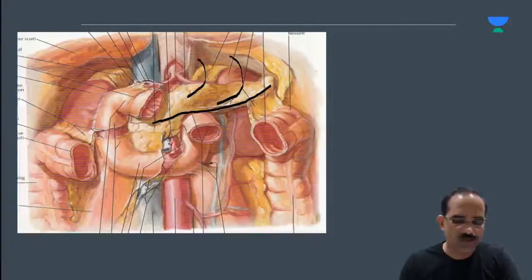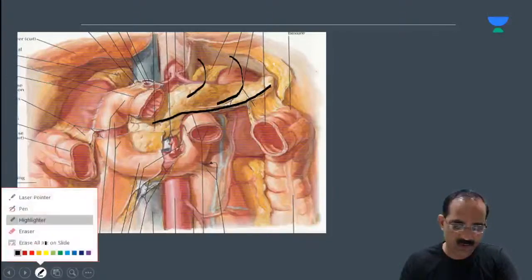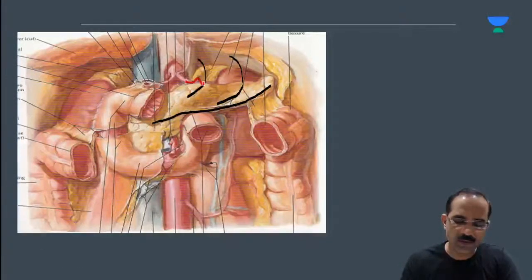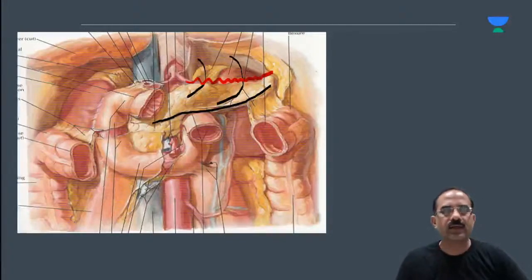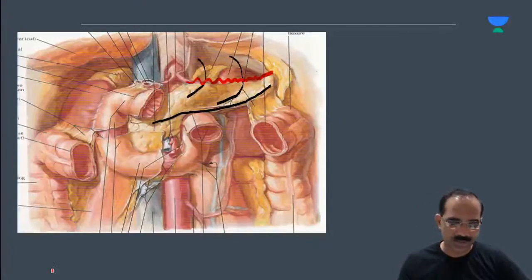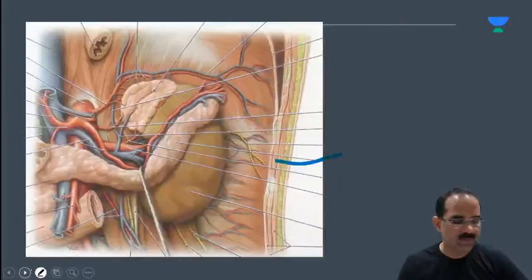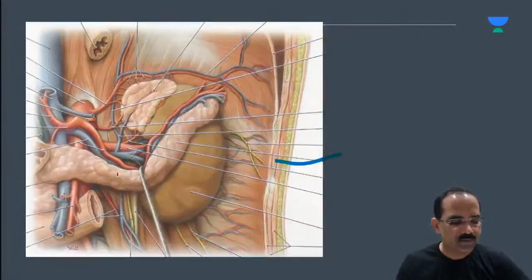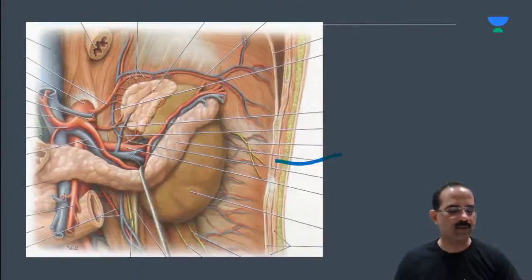Superior relation. Superior relation is going to be, what is this? Artery on the superior part of the body of the pancreas. What's this artery? That would be the splenic artery. Splenic artery. That's it. See, this was a slide.